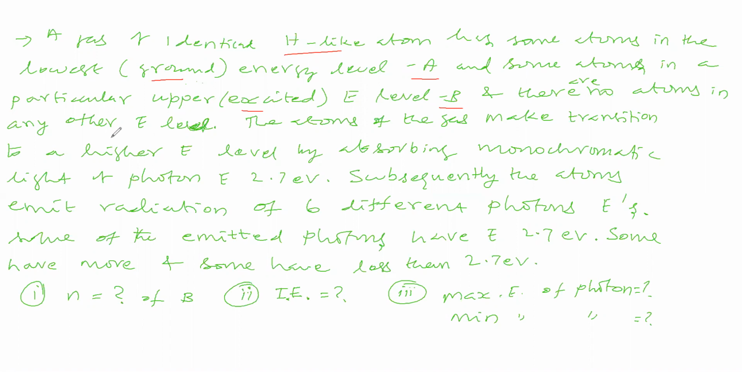And there are no atoms in any other energy level. So hydrogen-like species: some atoms are present in the ground state, that is A. Some atoms are present in some excited state, that is B. Other than these two levels, no atoms are present. First, the ground state means n equals 1, that is level A.